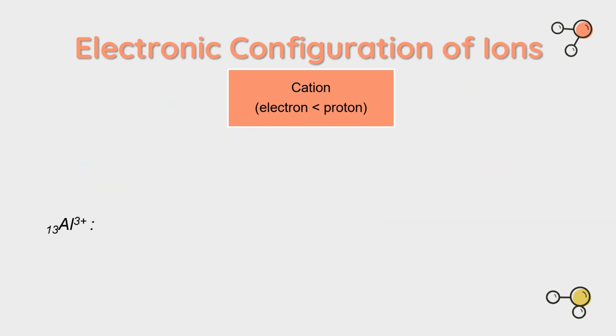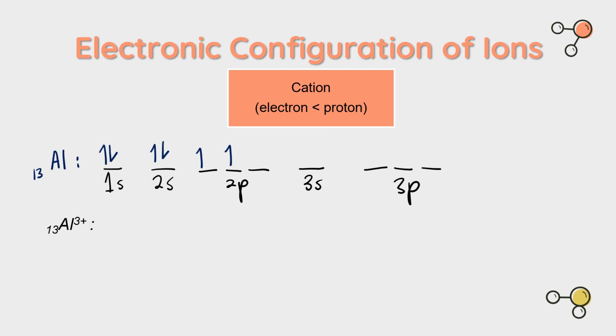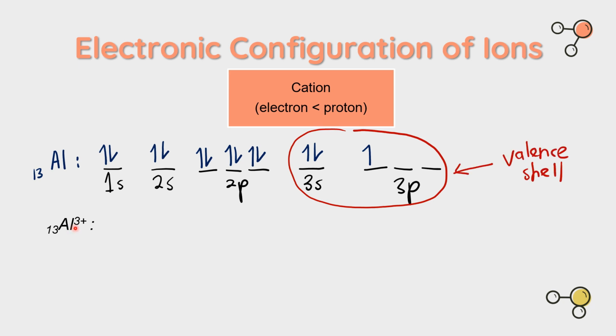In order to write the electron configuration of aluminium 3+ ion, we will start with the same step as previously, that is writing the electron configuration of the neutral atom. In order to form aluminium 3+ ion, 3 electrons must be removed from the valence shell of the neutral aluminium atom. The rule for removing electrons is that we remove one electron first from the 3p orbital, then next we will remove 2 electrons from the 3s orbitals.